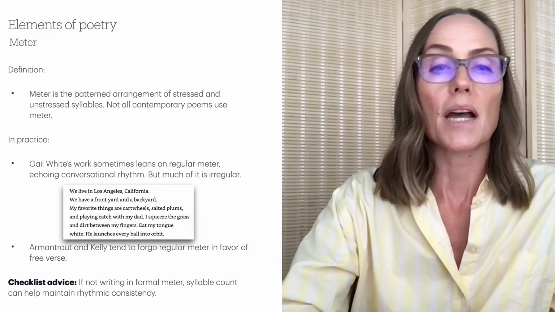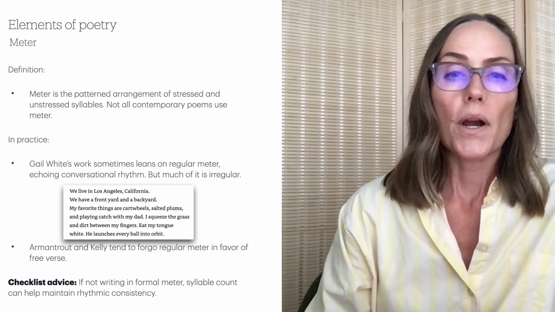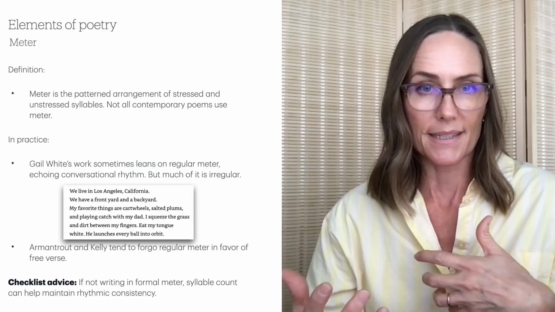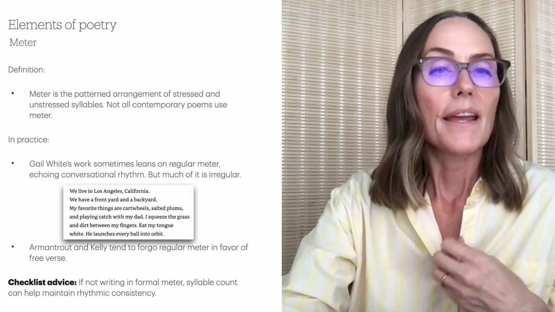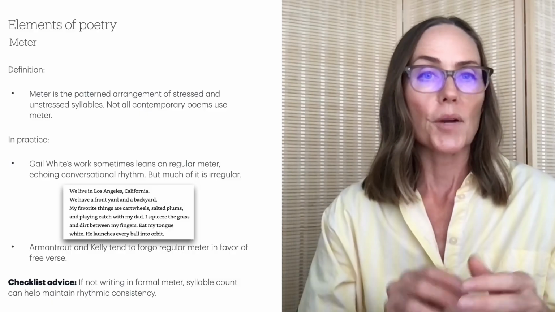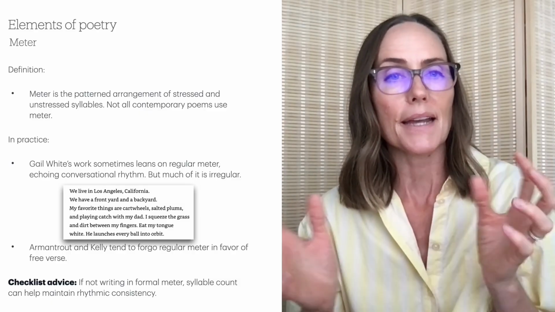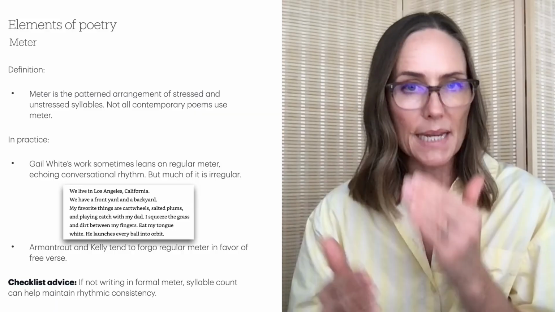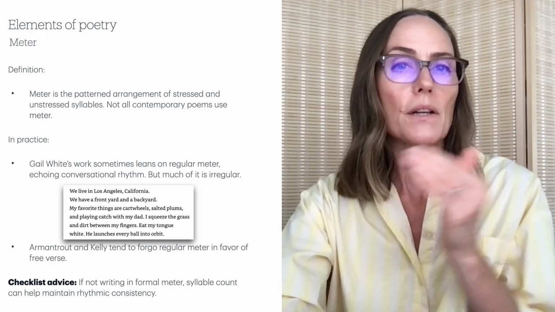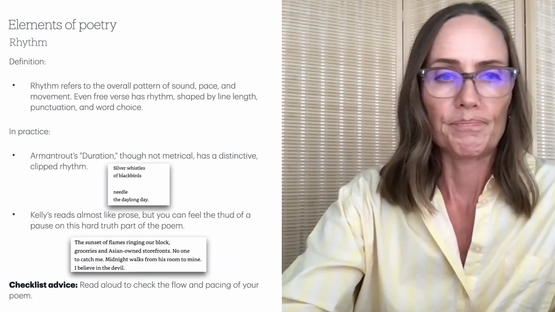Checklist advice when it comes to meter. If you're not writing in formal meter, your syllable count can help you maintain rhythmic consistency. So you see that in the example here. It's irregular, but there's this pacing and count of syllables that keeps the meter moving along in a way that we can follow and know what to expect.